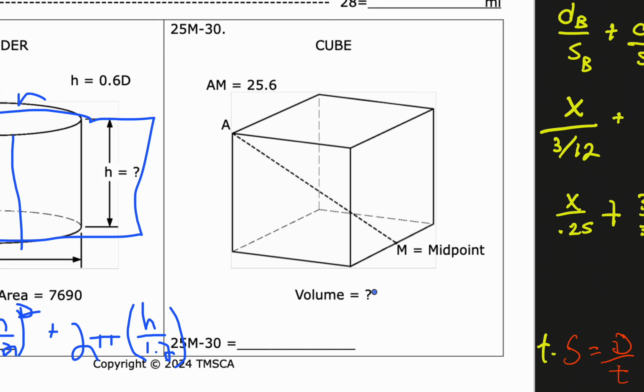So they want us to find out the volume of this cube. Okay, well that's just the side, or x cubed. All right, well let's see here. Oh no, they don't give us the side length. But they do tell us that there's this distance AM, which is going to be to the midpoint of this face. And that's going to equal 25.6.